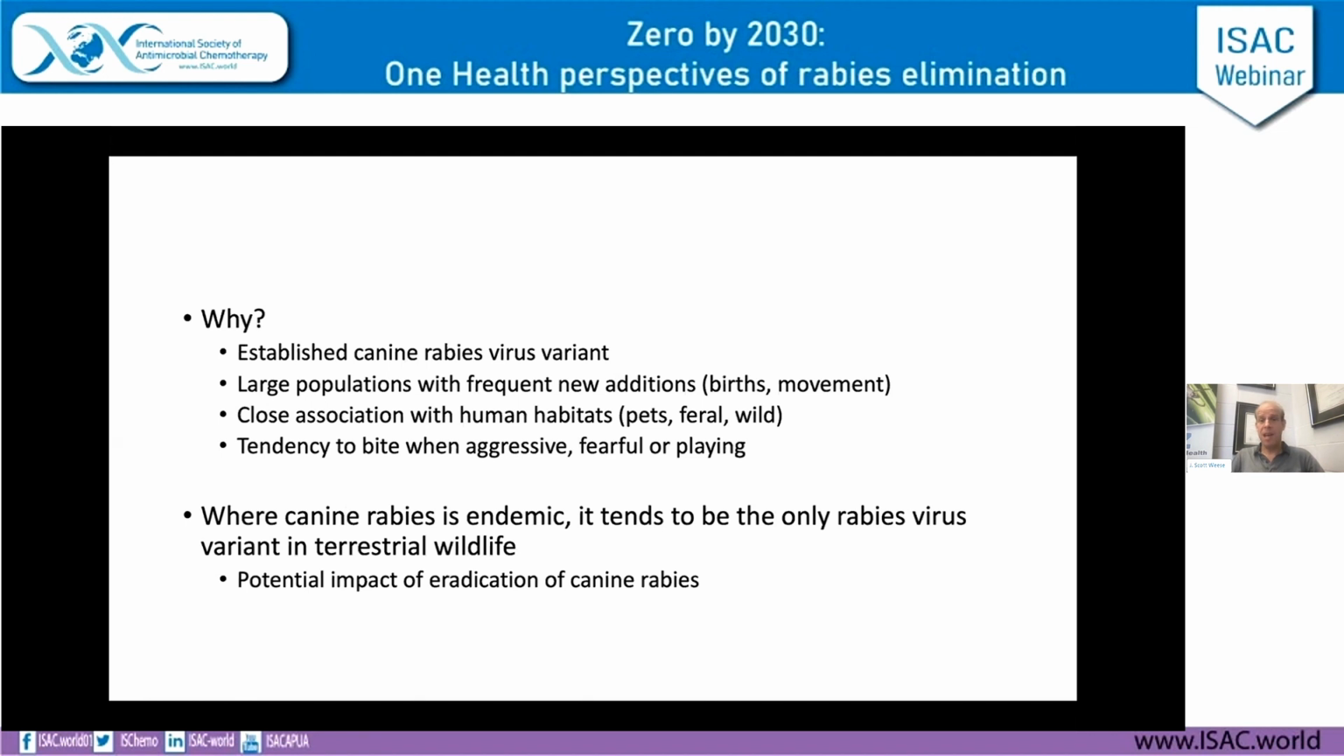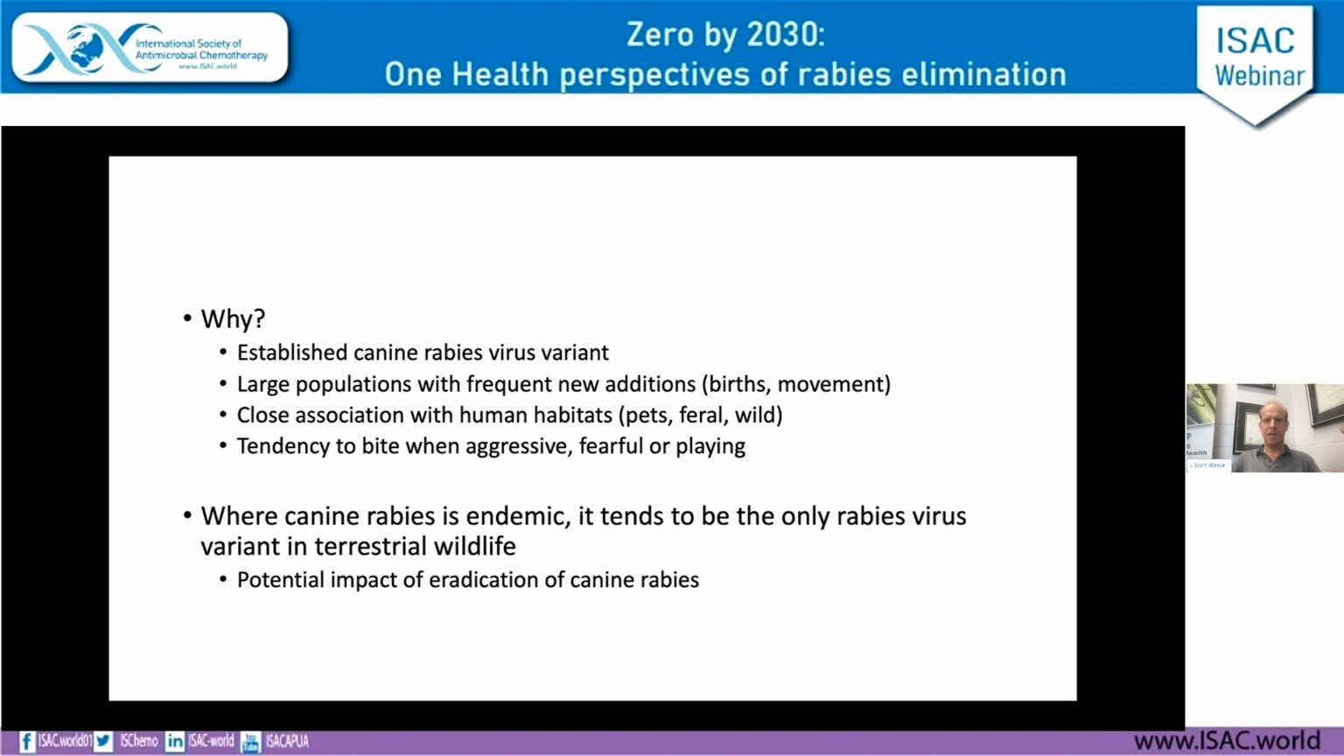So there's an established canine rabies virus variant. But we also have large populations with frequent new additions. There are a lot of new births. There's a lot of movement between dog populations. So there's an ability to keep this virus propagated. If you have a small number of individuals that are very dispersed, they can't. You have a large number of individuals, new ones coming in to replace those that die, movement around areas between groups. This is how we maintain it in circulation.